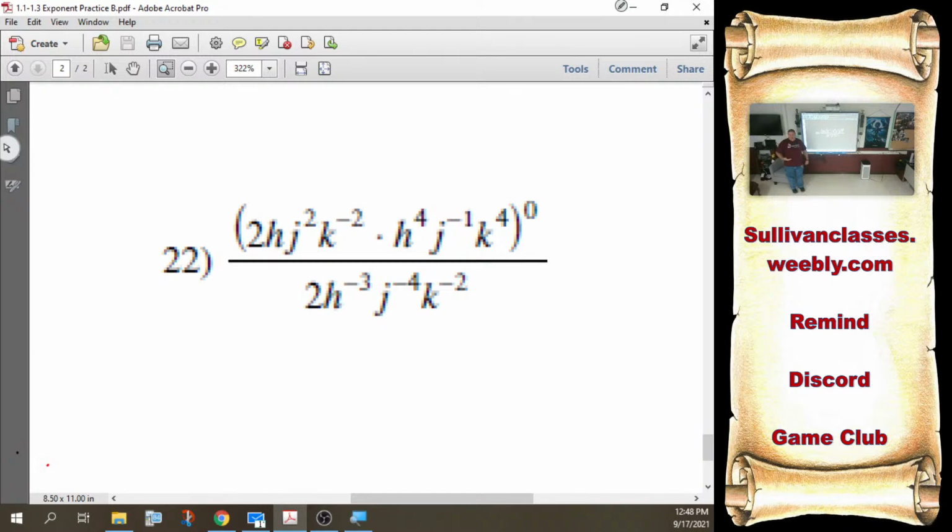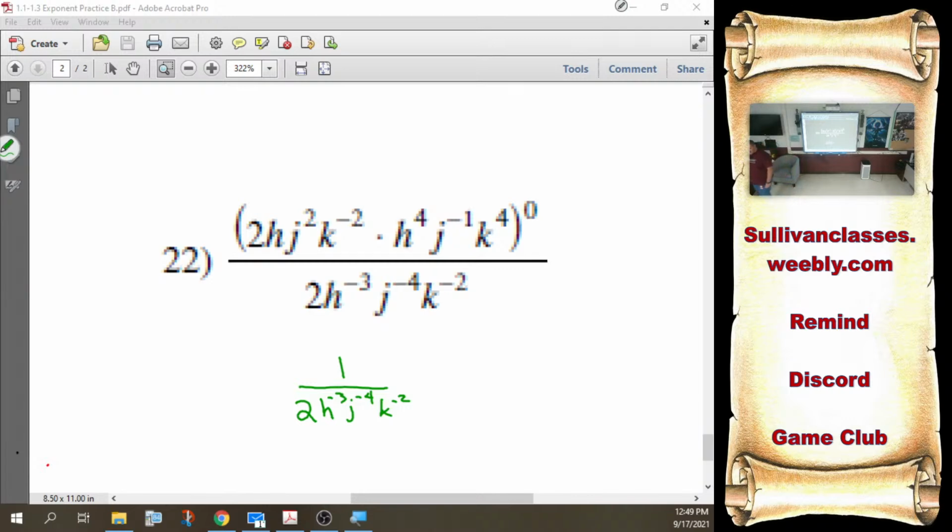I'm okay with this because something to the 0 is just 1. What is that? 1. It looks scary, but to the 0 is just 1. So that's 1 over 2 h to the negative third, j to the negative fourth, k to the negative second.